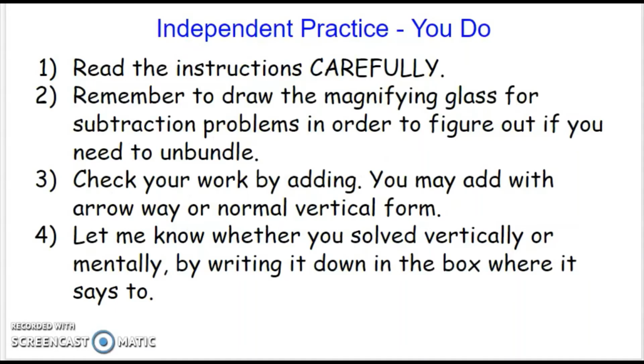As you get ready to move into independent practice and your exit ticket, don't forget to keep these 4 things in mind. Number 1, read the instructions carefully. I say this because some problems will ask you to do the chip model, other problems will ask you to do the place value disk. Number 2, remember to draw the magnifying glass for subtraction problems in order to figure out if you need to unbundle. You only draw the magnifying glass when you are subtracting. Number 3, check your work by adding. You may add with the arrow way or normal vertical form like I did for the last teacher model.